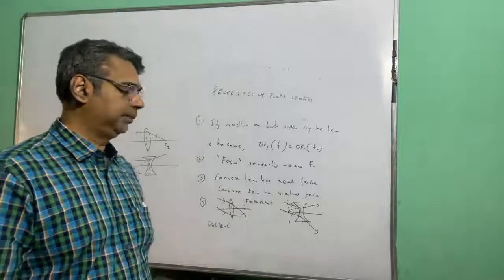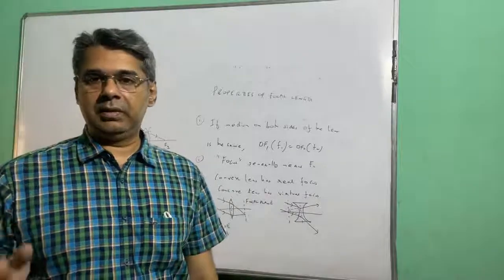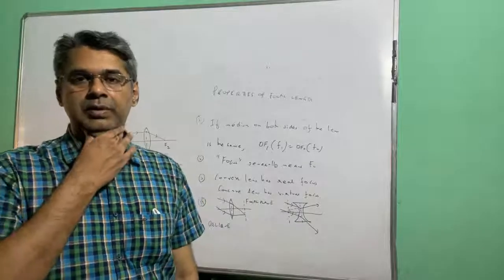Number 4, I had told you that a ray parallel to the principal axis will meet at F2 or appear to come from F2.